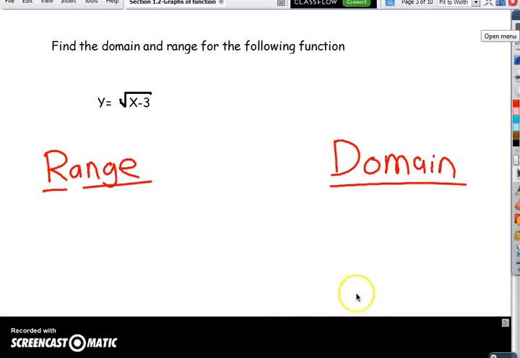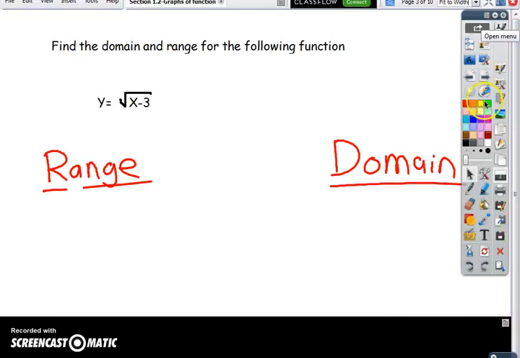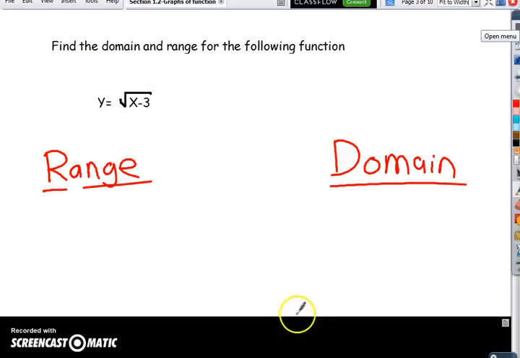So for my domain, remember it's all my possible x values, so I go ahead and go, okay. Remember, it's a square root. It's one of the big two, that and a rational function where I have issues. So I go, okay, the inside of this has to be greater than or equal to 0, because we can't have negative square roots. I add 3 to both sides here, and my domain is x greater than or equal to 3.